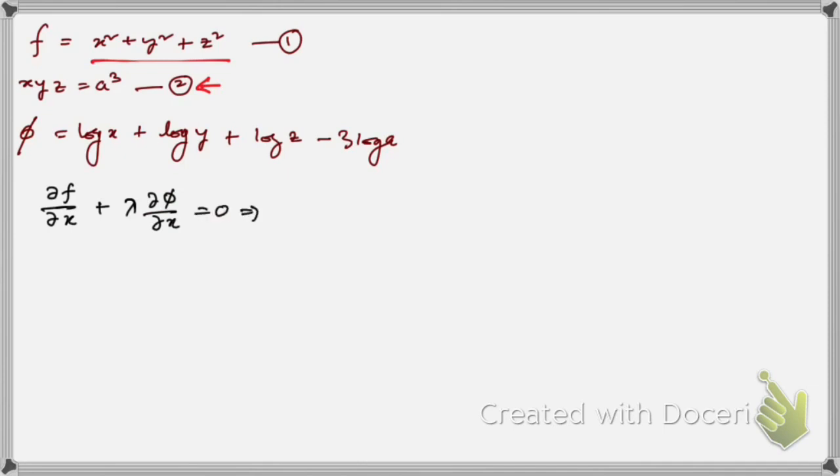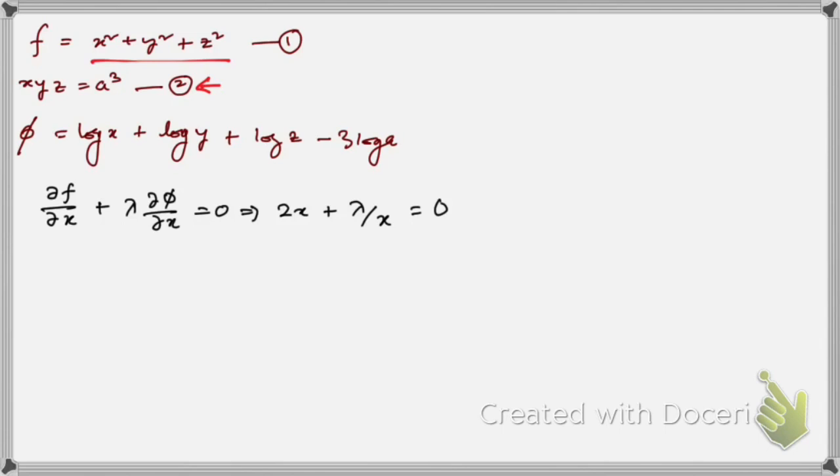That implies here twice x plus lambda by x. If you differentiate this partially with respect to x, then the derivative of this will be 0. Only one term is left, log of x, and its derivative is 1 by x. So 1 by x into lambda is lambda by x, and it is equal to 0.